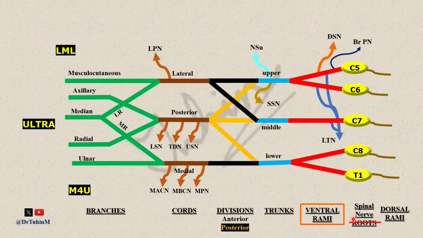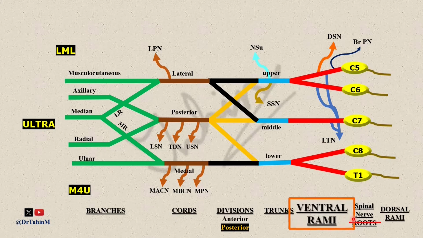The brachial plexus is a complex network formed by the ventral primary rami of C5 to T1 spinal nerves. Remember, these are rami, not the roots. Each of these spinal nerves also gives off a dorsal ramus. We will explore their course and the clinical relevance in my next class.